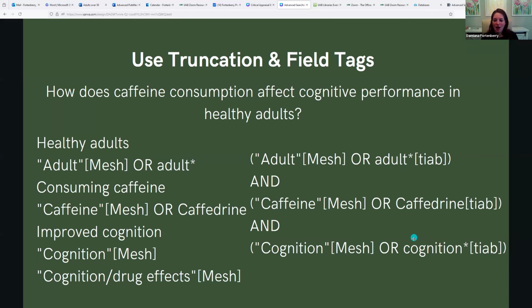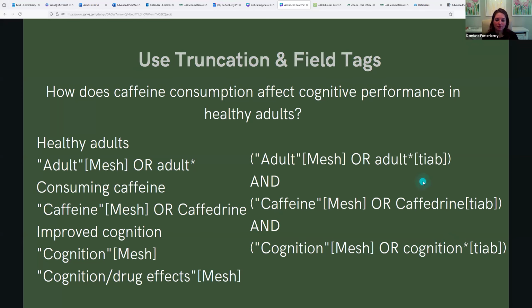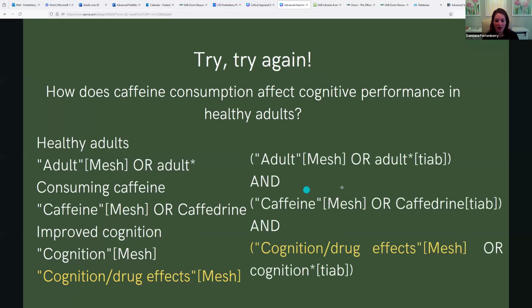Cognition. I could have even put the truncation after cognate. So I would find cognition, cognitive, maybe other variations of the word. And they're all nested, so that's great.